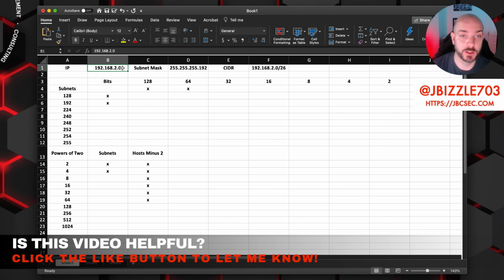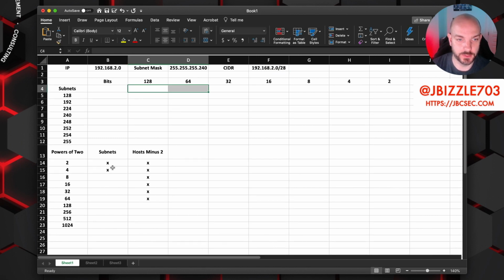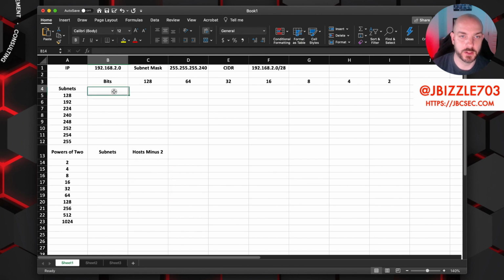So let's make this a 240. And if we were to go back and look at our other diagram, we would know that the CIDR for a 240 would be 28. Okay, so a 240 subnet, 255.255.255.240 or /28. We want to find out how many hosts do we have within that subnet that we can use.